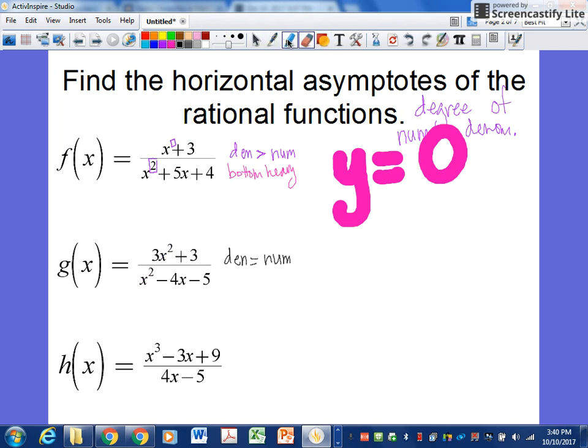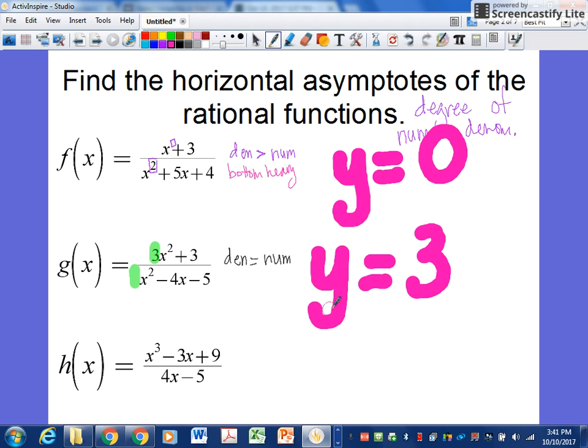The top has a coefficient of 3. The bottom has a coefficient of 1. So what we want to do in this case is divide the top by the bottom, and whatever that happens to be is going to be the equation for your horizontal asymptote. In this case, y equals 3 over 1, or simply y equals 3. 3 divided by 1 is 3. So remember, this is the equation of your horizontal asymptote.